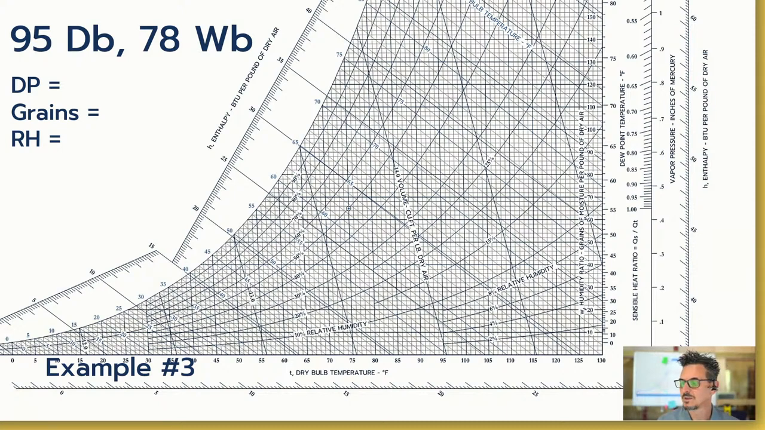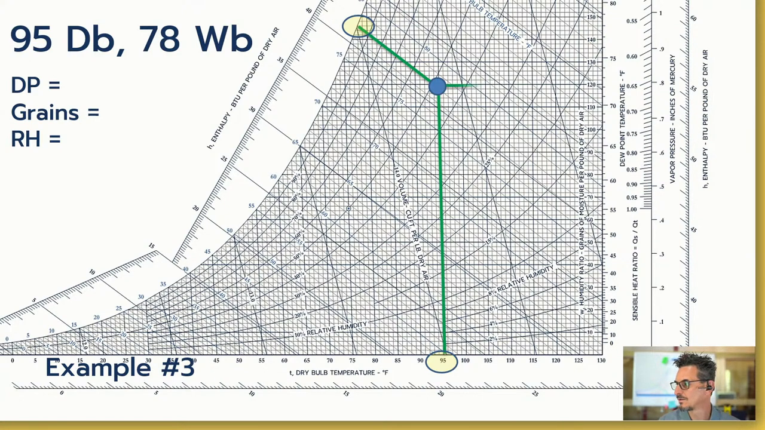This last example is 95 dry, 78 wet, which is an extremely humid and grainy day. I'm glad it's not like that today where I am, but anyway, that's 95 degrees dry bulb, 78 degree wet bulb. What we do is just like we did before: we draw the intersection of those two points, and then we can define them all on the chart here.